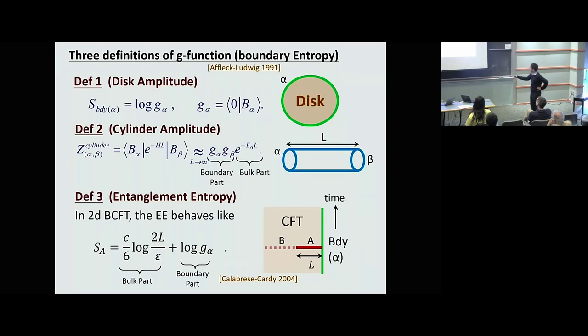So if we take a mirror, it's like 2L over epsilon. And also there is a finite constant contribution, which turns out to be this log g, like a g function. And so we can read off this g function by looking at this entanglement entropy, and we are going to mainly work with this entanglement entropy to see this monotonicity.